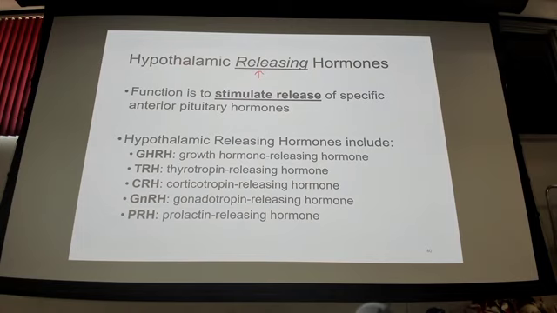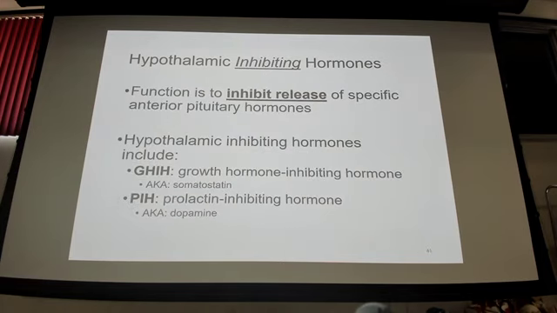Corticotropin, where do you think corticotropin goes? Just have a guess. We haven't talked about it yet. The adrenal cortex, exactly. Gonadotropin releasing hormone, where's it ultimately going to have its effects? Testes, ovaries, right? And prolactin is pretty straightforward. Those are the releasing hormones.